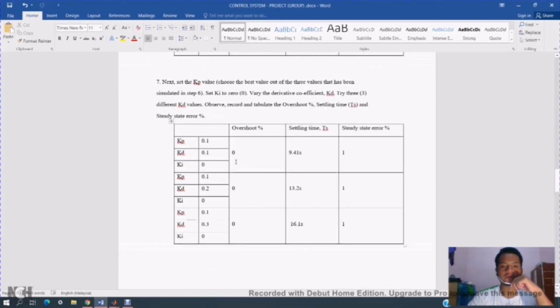For number 7, we need to modify the value of KD. The first one is KD equal to 0.1, then KD equal to 0.2, and the third one KD equal to 0.3. Meanwhile, KP is kept at 0.1 and KI is equal to 0, the same for all. I got this result for number 7. The steady state error for these 3 is the same.